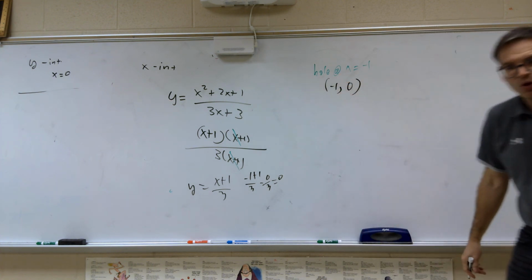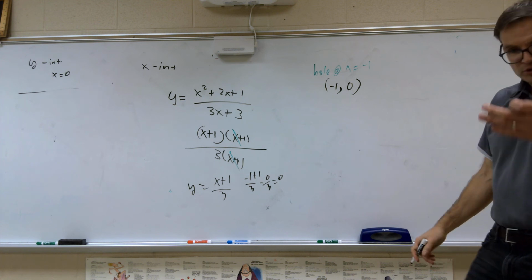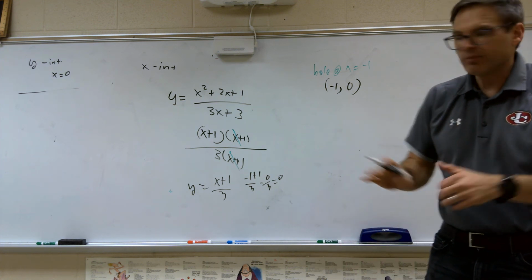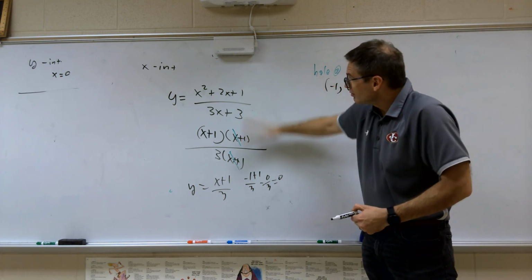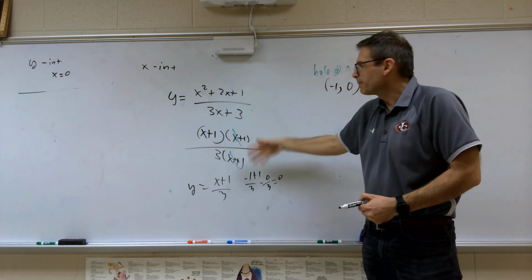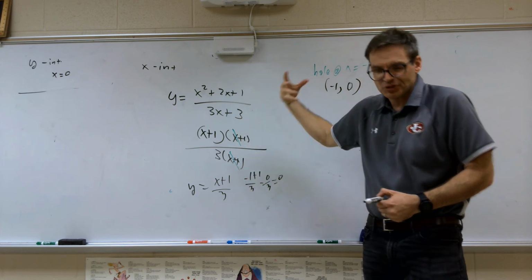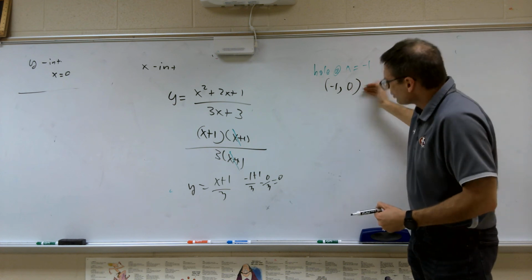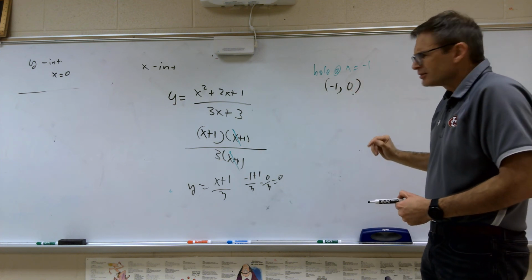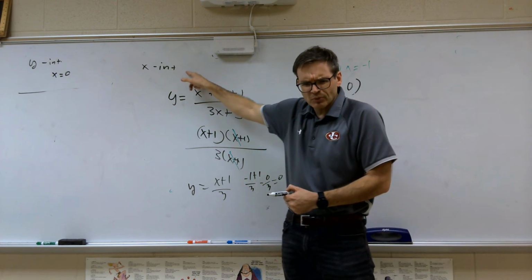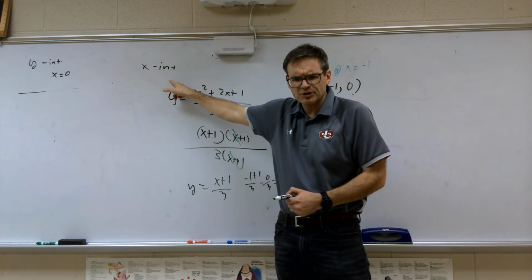Is everybody okay that we have a hole there, right? That works just like all the other problems. You find the hole, you simplify, whatever cancels out gives you the x part of the hole. You've got to find the y part, so here. But my original question wasn't to find the hole, it was to find the x-intercept.